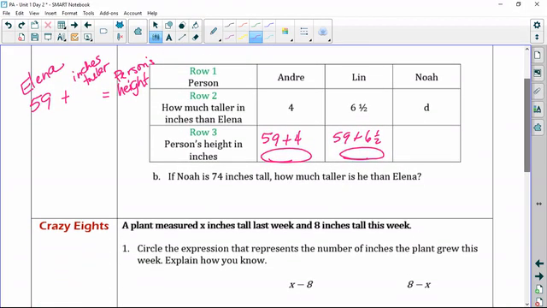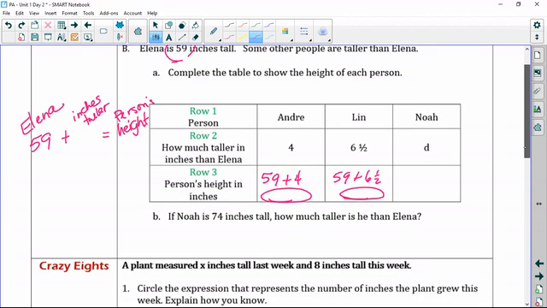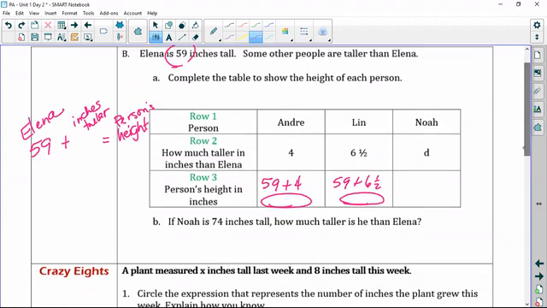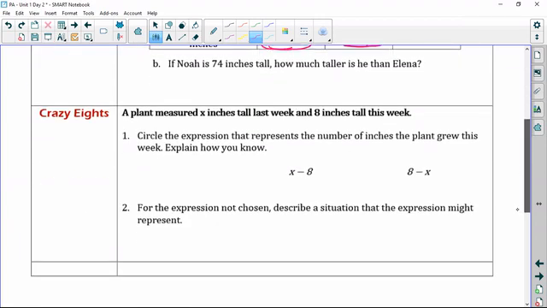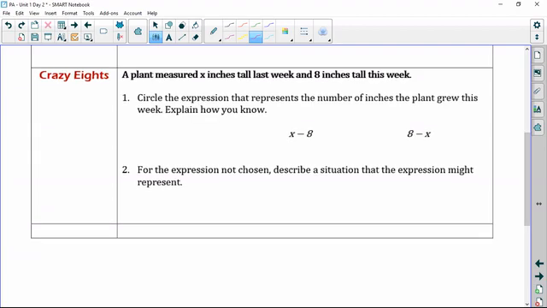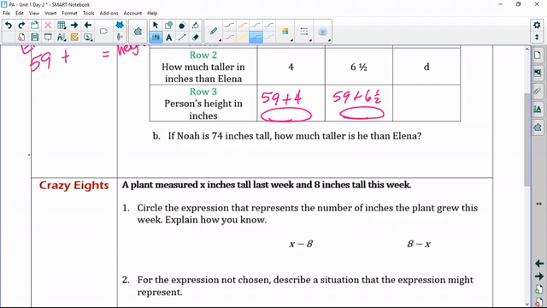Then it says if Noah is 74 inches tall, how much taller is he than Elena? Hopefully you understand how to go backwards from that, right? Because a fact family, it's going to be in reverse. So hopefully this number minus 59 would be the 4 inches taller. Crazy eights. A plant measures, so finish that on your own.